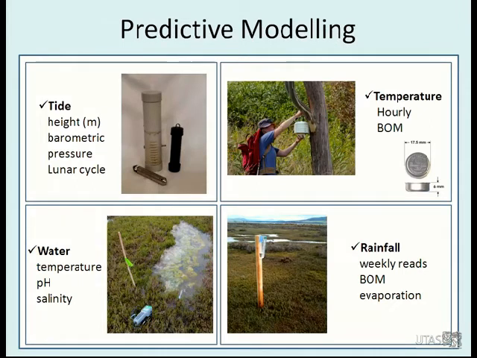Other environmental parameters that are measured are rainfall, which is read on a weekly basis through that summer sampling period, and that is set up at each salt marsh, and they are correlated to the Bureau of Met data. I take air temperature using the Stevenson screens in the top right, and in there is a little silver thing there that records the temperature every hour.